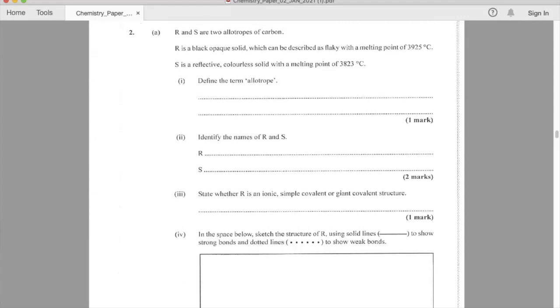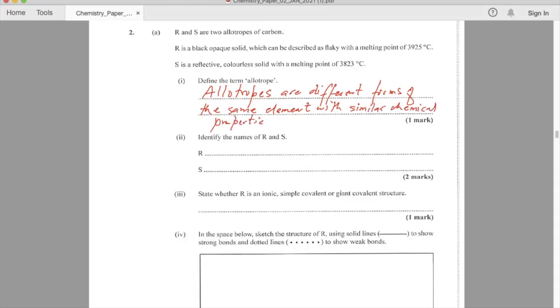So in number two, R and S are two allotropes of carbon. R is a black opaque solid which can be described as flaky with a melting point of 3,925 degrees Celsius. S is a reflective colorless solid with a melting point of 3,823 degrees Celsius. Define the term allotrope. So allotropes are different forms of the same element with similar chemical properties. Don't want to over answer here. Different forms of the same element speaks to them having different physical properties.